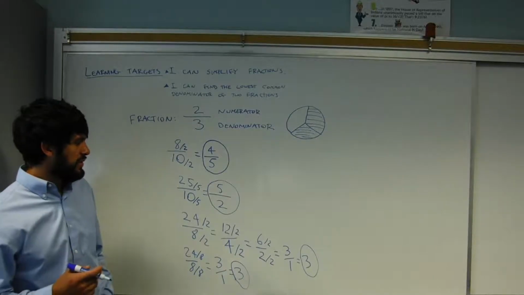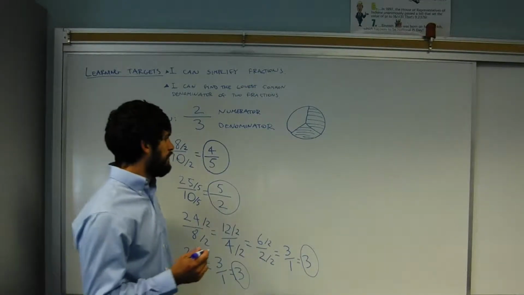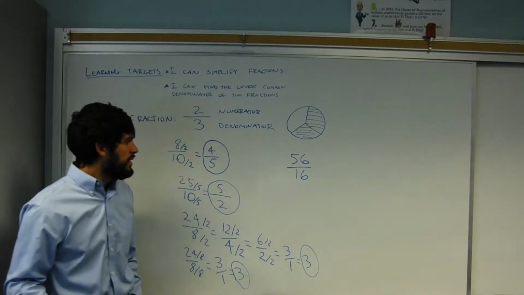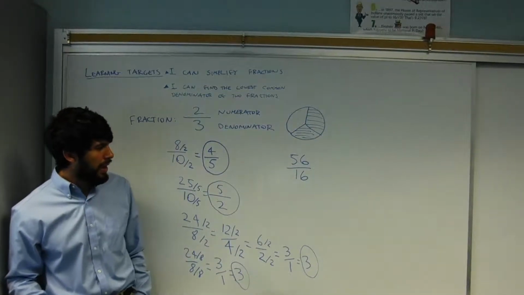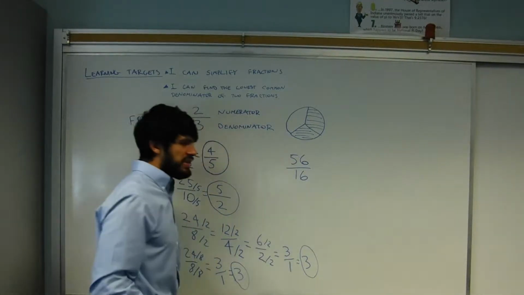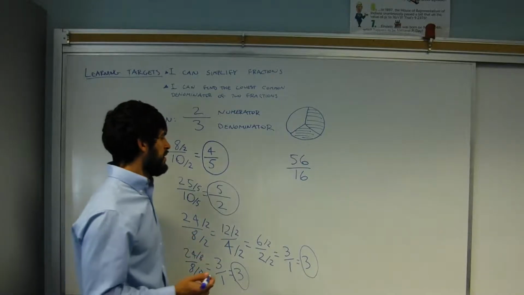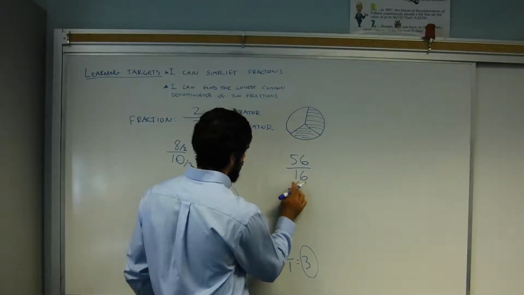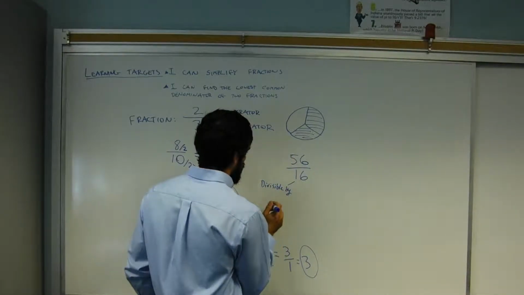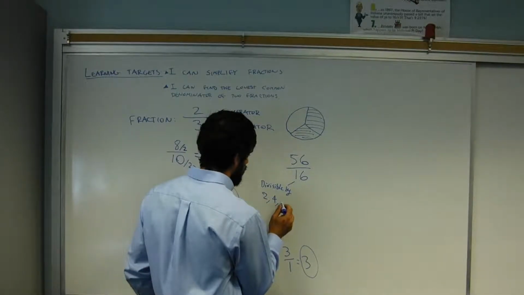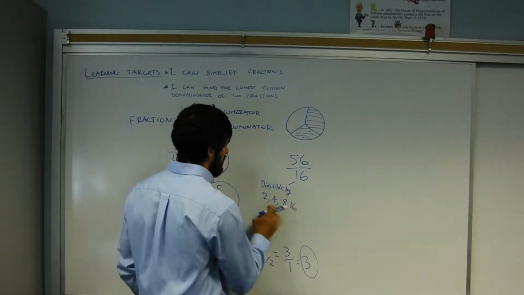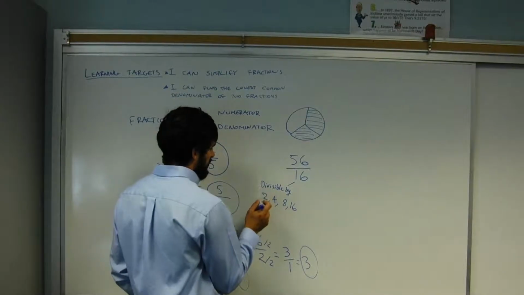So let's do another one. Let's do 56 over 16. This one might be a little bit trickier. These are both divisible by 2, so let's try to find another number that they're divisible by. 16 is divisible by 2, 4, 8, and itself. So we want to see if 56 is divisible by any of these. 56 is divisible by 2.